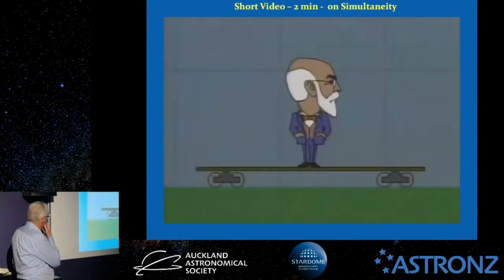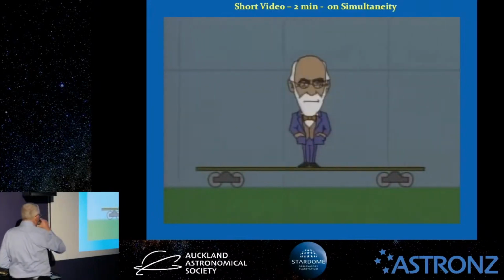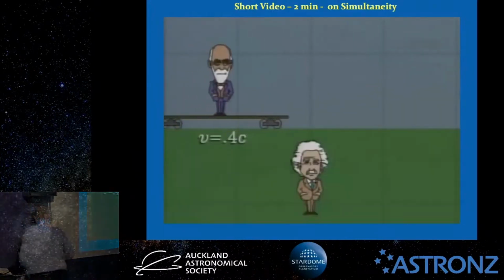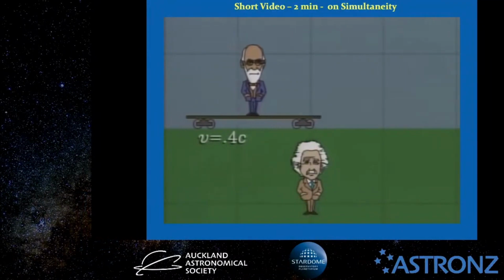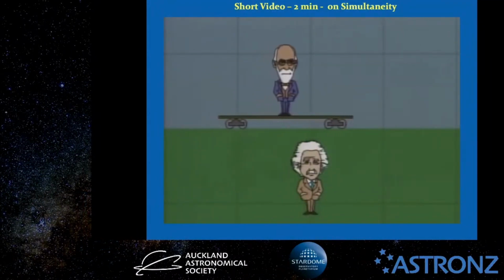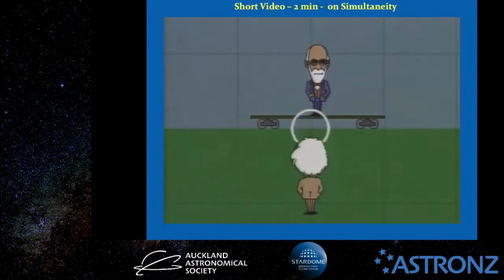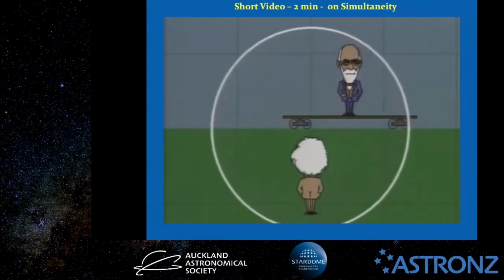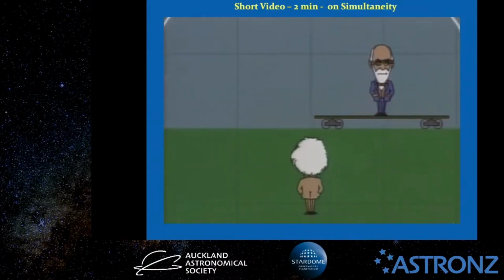Albert and Henry, just for the sake of argument. At the exact place and time they pass each other, they observe a flash of light. A sphere of light expands outward from that point.